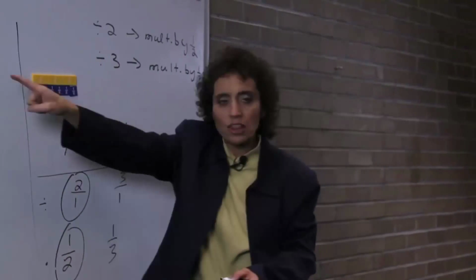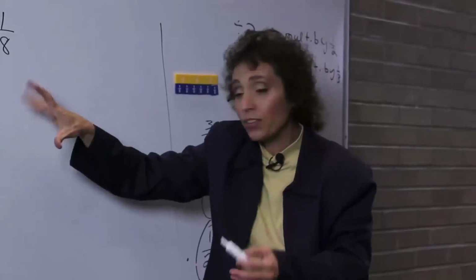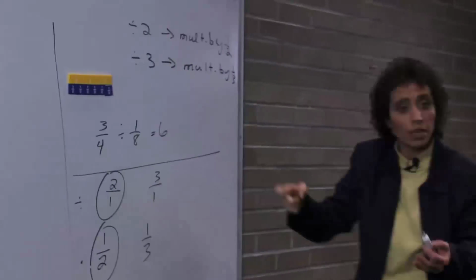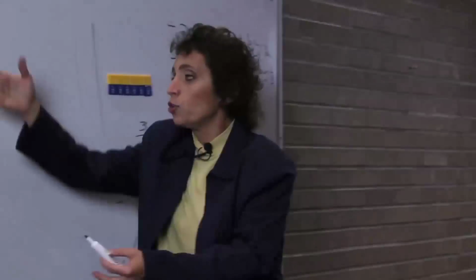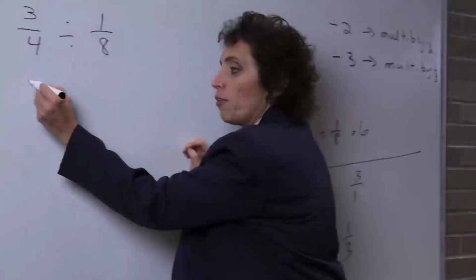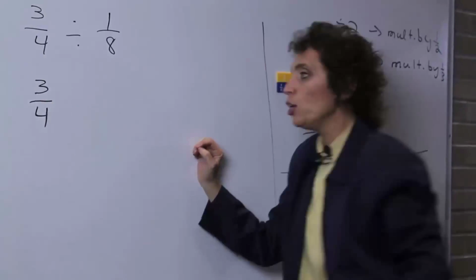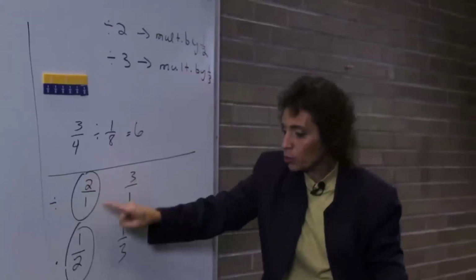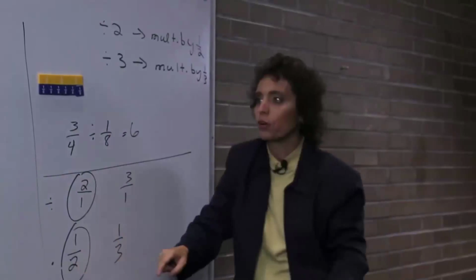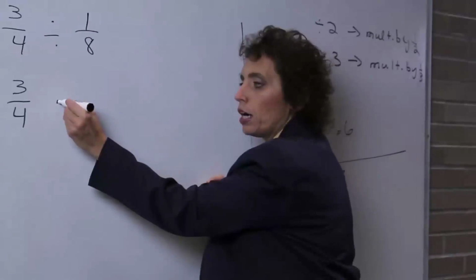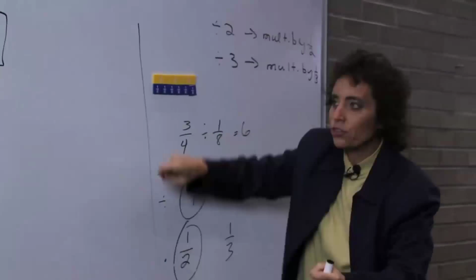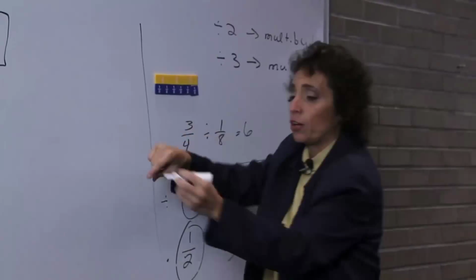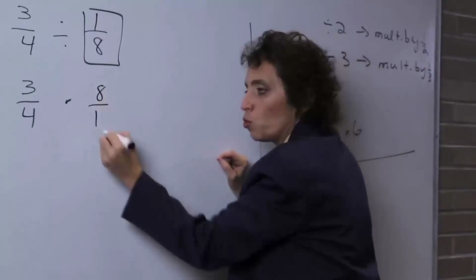So let's take a look at this problem. That should help us solve this. We already know what the answer is. It's 6. We already did it. But let's see how it's done mathematically. To divide, you keep the first fraction, and instead of dividing by that number, you multiply by the reciprocal. So we're going to multiply by the reciprocal of this number, and the reciprocal is formed by interchanging the numerator and the denominator. So this becomes 8/1.